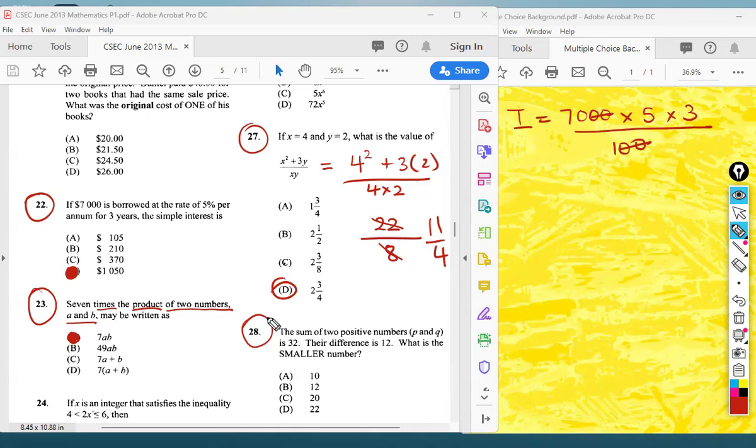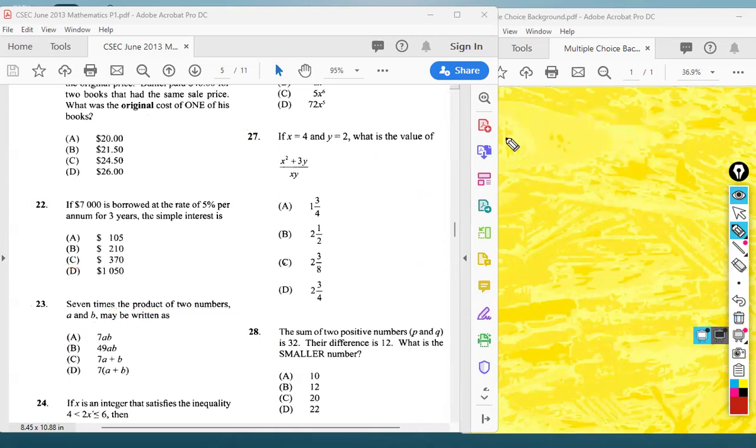Number 28, I think that's a simultaneous equation in disguise. What they're saying is that you have two values, P and Q. The sum, if you add P and Q, we're going to get 32. And if you subtract P and Q, you're going to get 12. So we're going to solve for P and Q, and we're going to get two values. They're asking us for the smaller value. Right now, I don't know if P is going to be smaller or Q is going to be smaller. But let's do some substitution here.